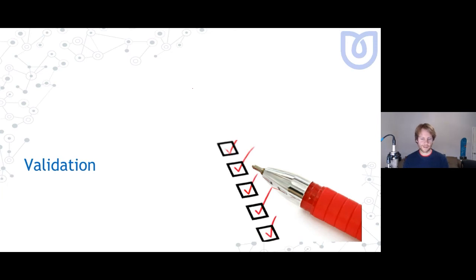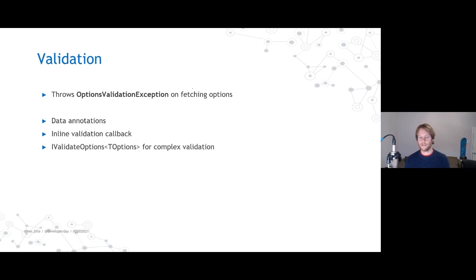So there's one last thing to cover, and that's validation. There are ways to validate your configuration after it's loaded, and after you get the configuration it can throw an exception, an options validation exception. There are three ways to do it. There are data annotations, which are very common, especially if people are using ASP.NET Core to validate models coming in from HTTP. There's also inline validation callbacks, and you can also implement an IValidateOptions of T if you've got some complex validation you want to do.